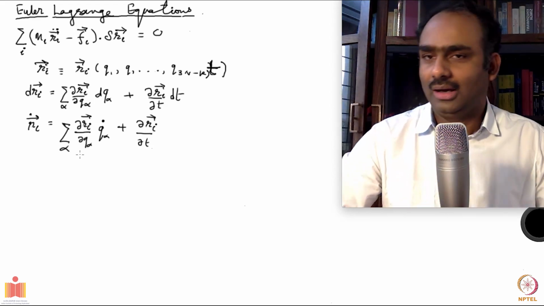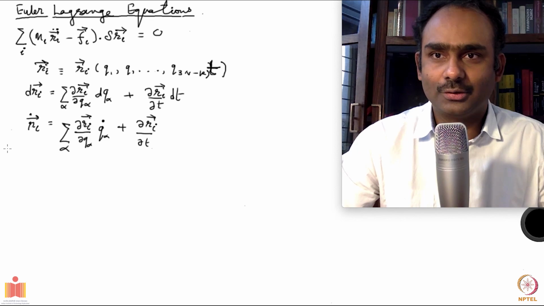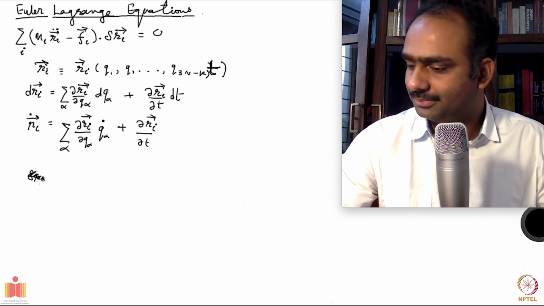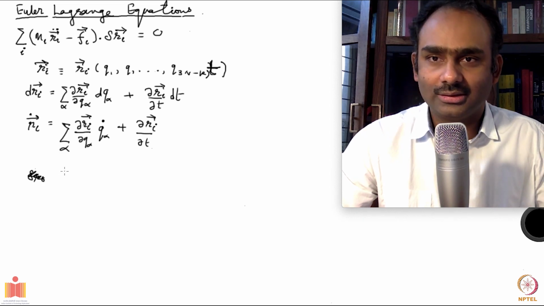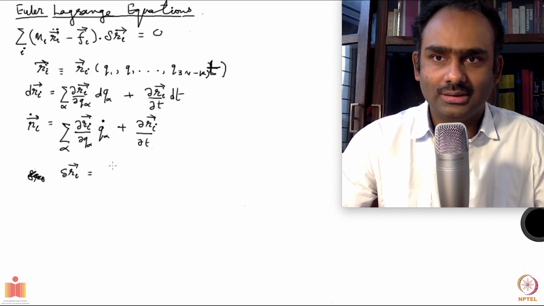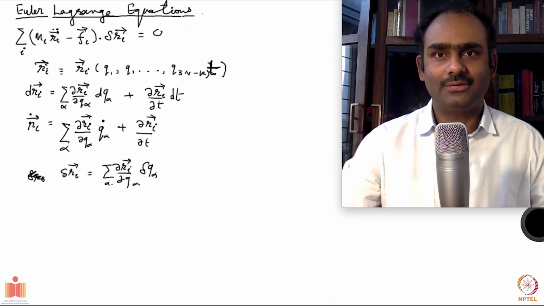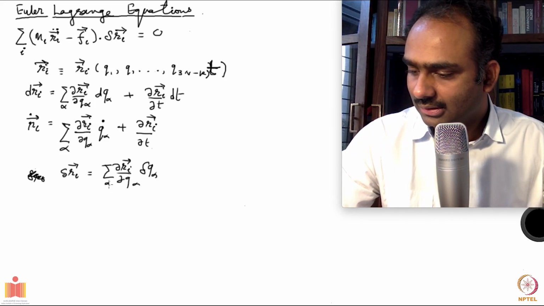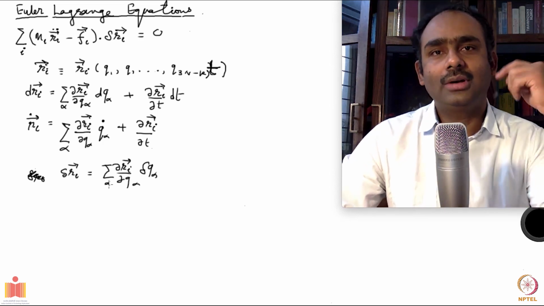Good. And what will the virtual displacement satisfy? Virtual displacements would satisfy delta ri equals del r over del q alpha, delta q alpha, okay. As you remember, I have to drop the dt term. That is good.